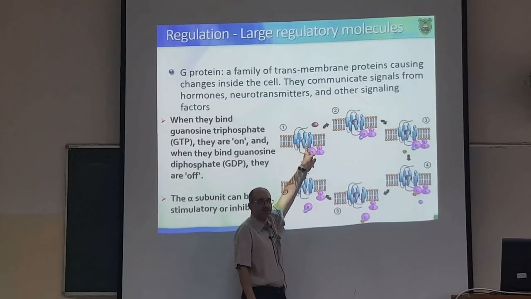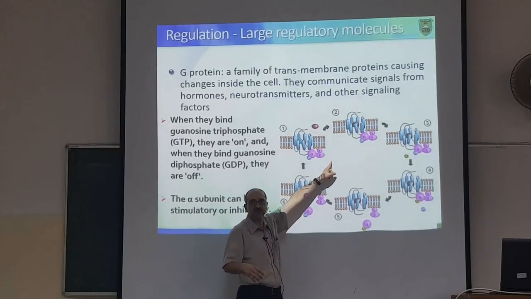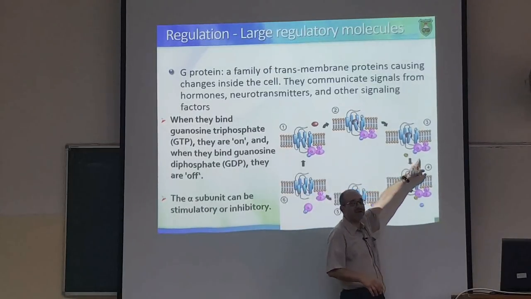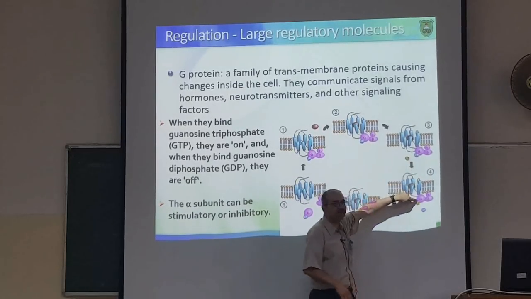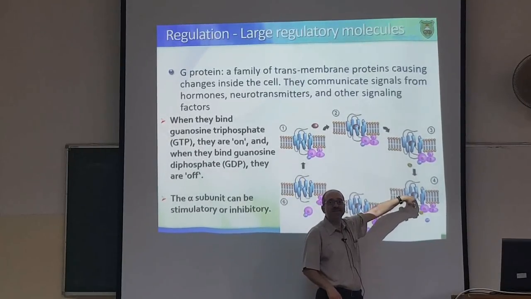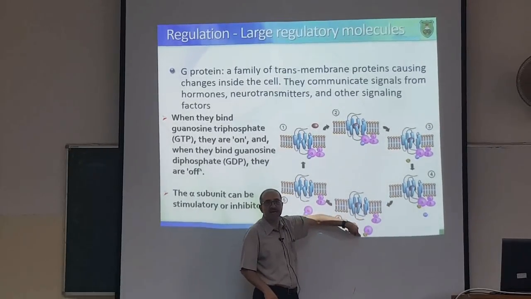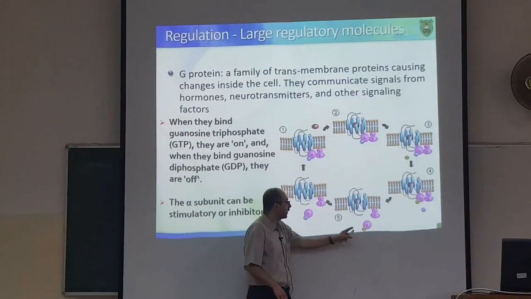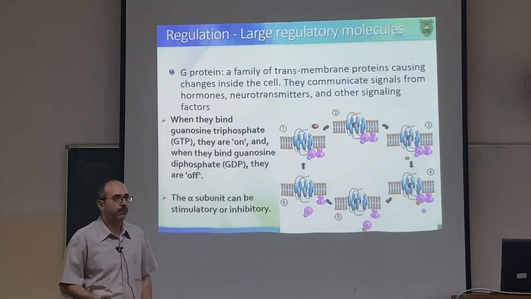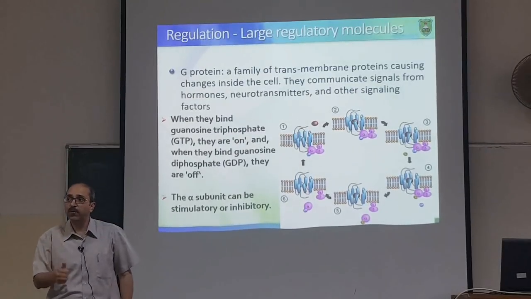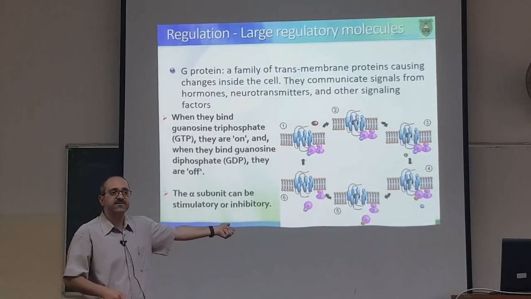When a ligand binds to this receptor, the receptor moves. It changes the structure of the G protein, catalyzing the release of the diphosphate, and the triphosphate binds to alpha. When GTP binds to alpha, it gets released from beta and gamma. And now this alpha subunit is active. It can bind to other enzymes, activating them.